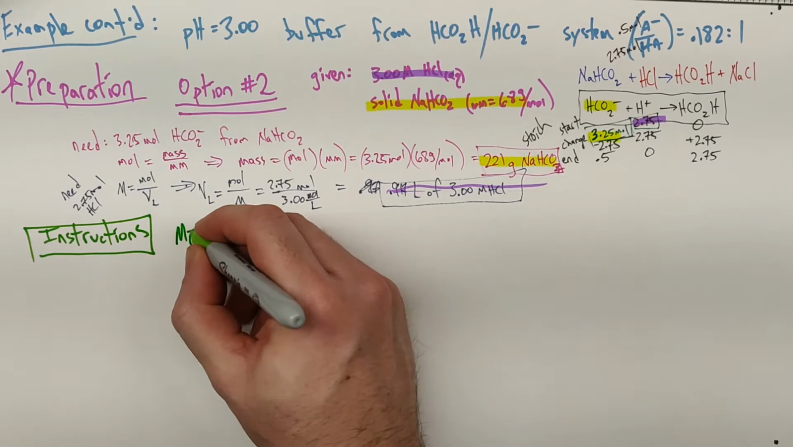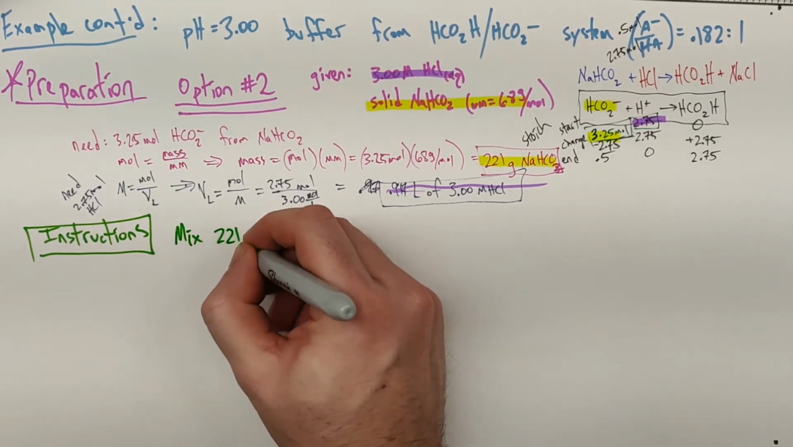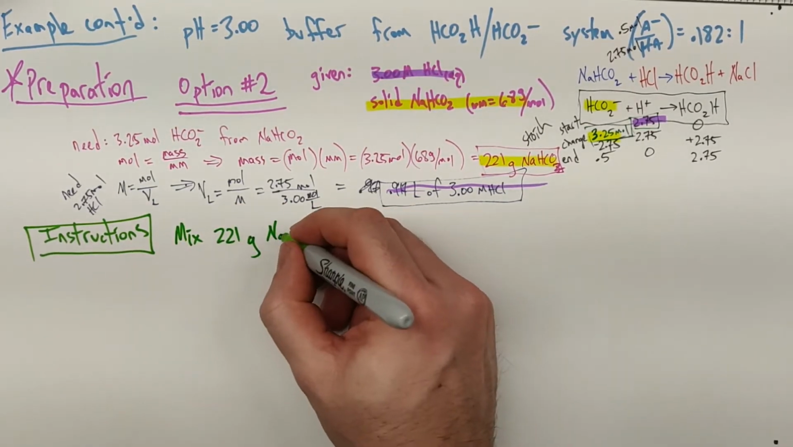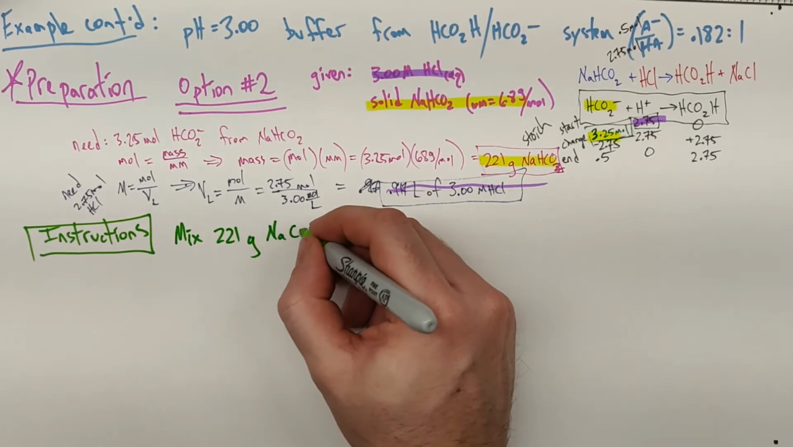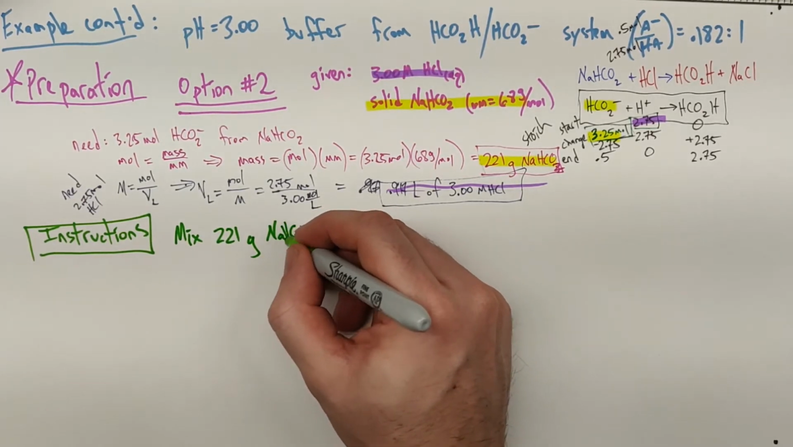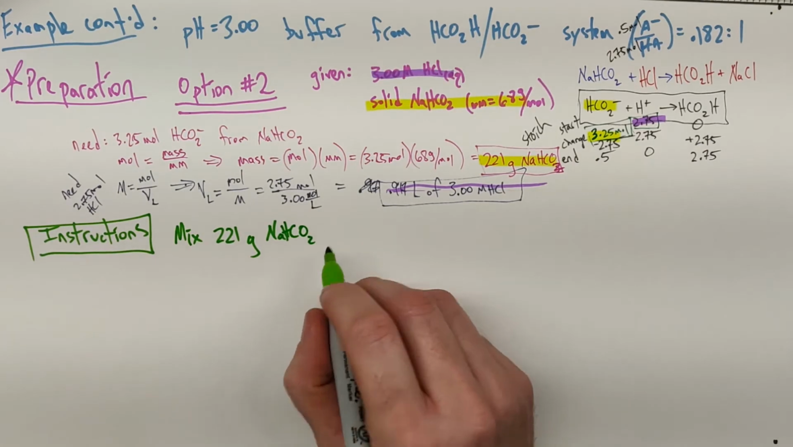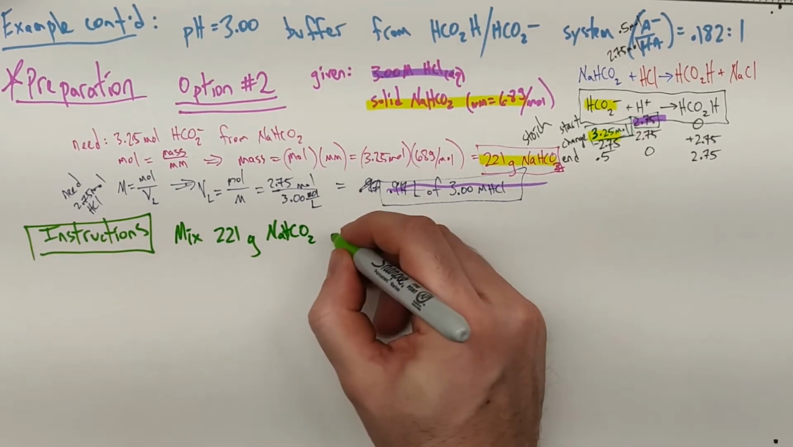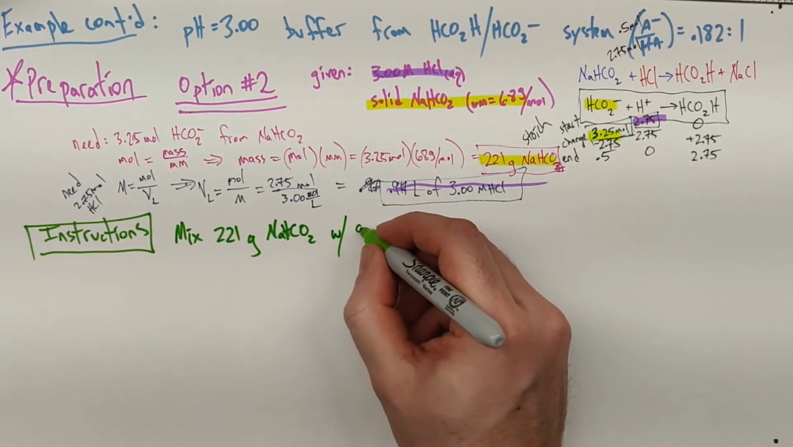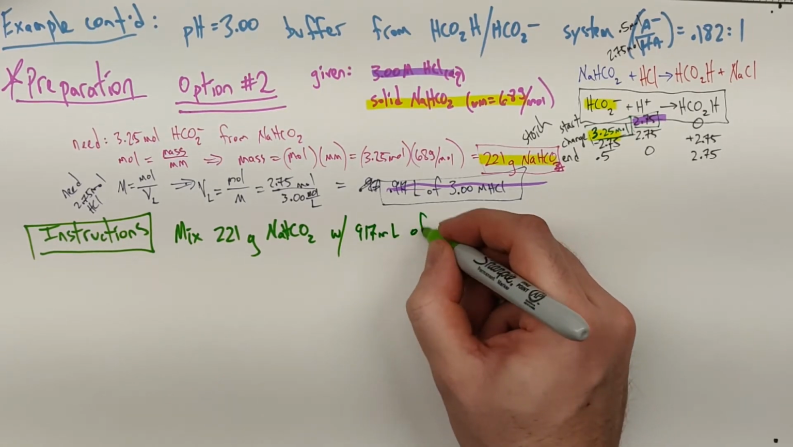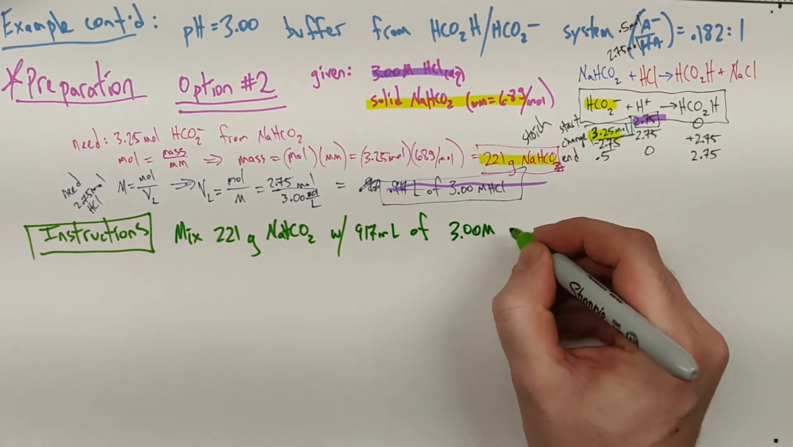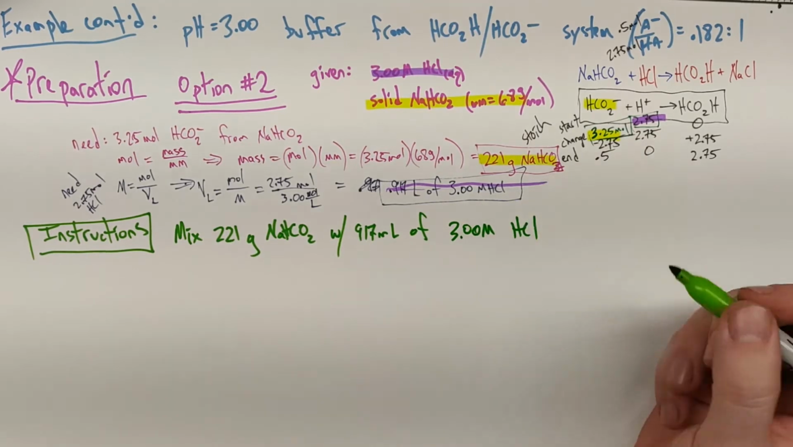So we'll say mix 221 grams of sodium formate, NaHCO2, good, with 917 milliliters of 3.00 molar HCl. Those are our ingredients there.